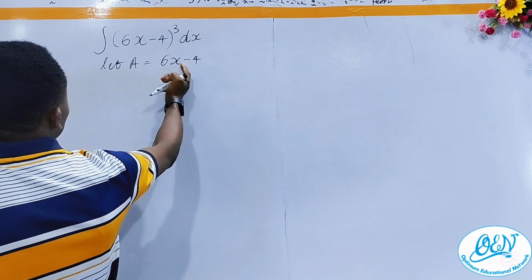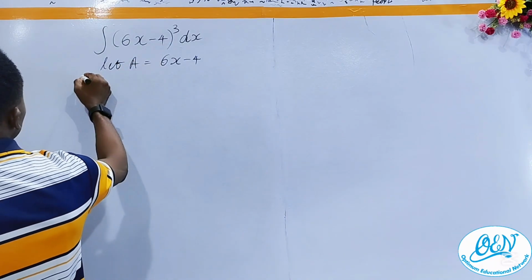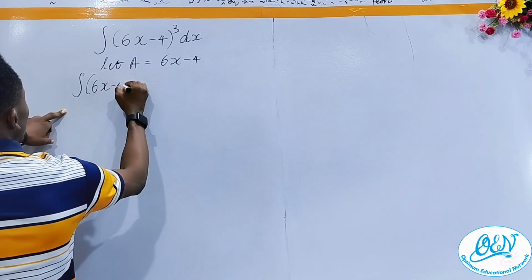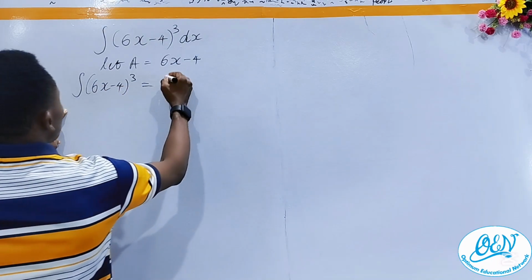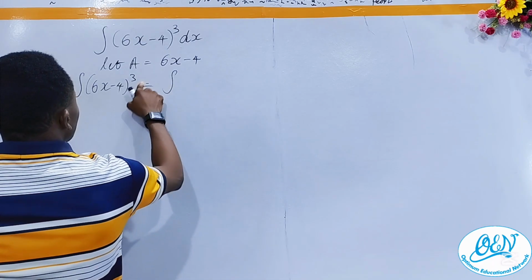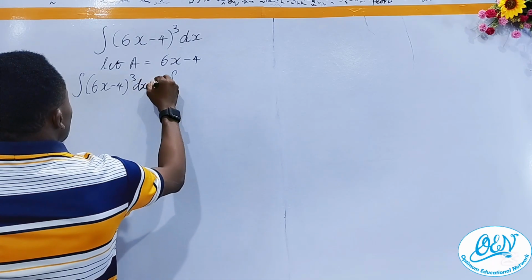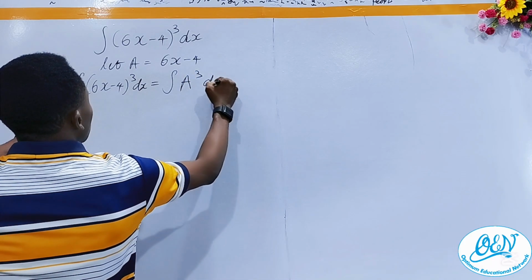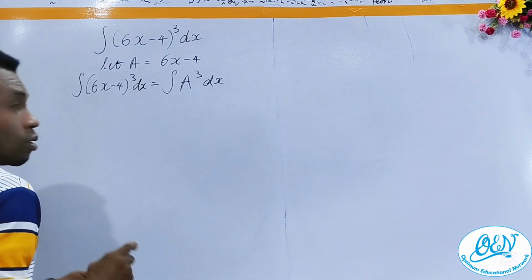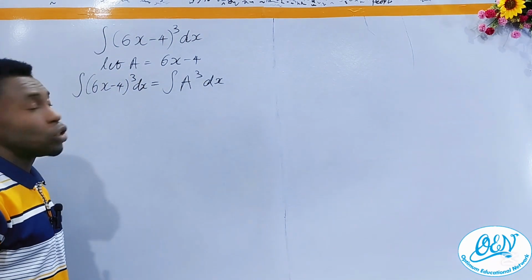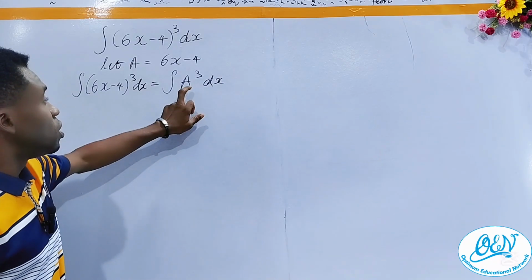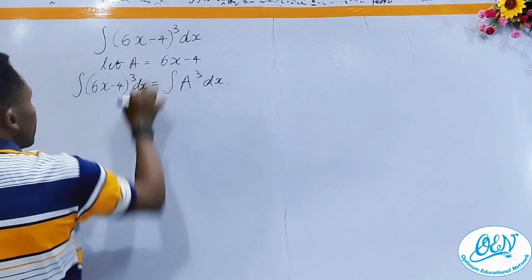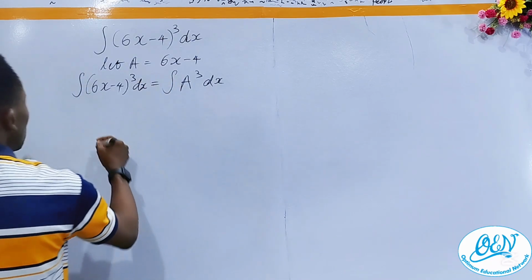Now if a is equal to 6x minus 4, this integral simply becomes the integral of a raised to the power 3 dx. Now we all know that this is an impossible integral to solve, because you cannot be integrating a with respect to dx. So what do we do? Let's find the derivative of this, and then from there we go.